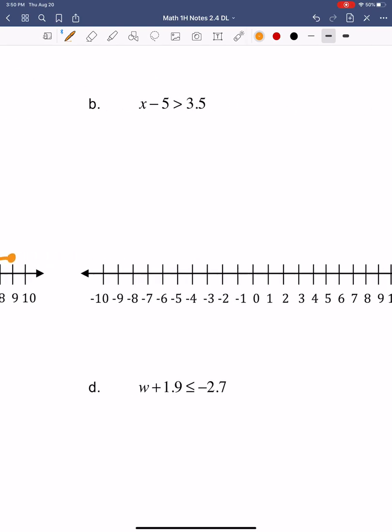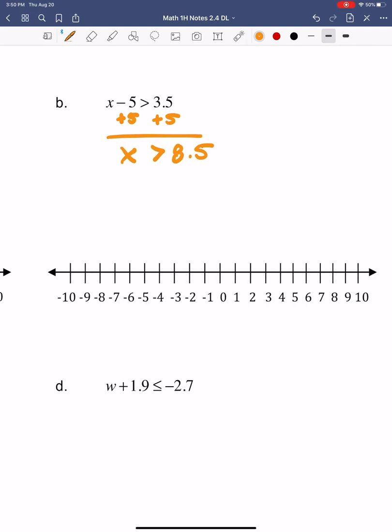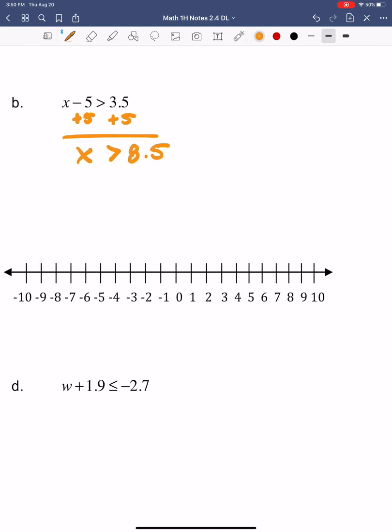And we'll keep it moving to letter B. Same idea, add 5 here because we're trying to isolate x. x is greater than 8.5. So I'm going to go to 8.5. We'll try to get as close as we can here. 8.5, which would be right in between 8 and 9. And greater than that is going to send me to the right, to the bigger numbers.